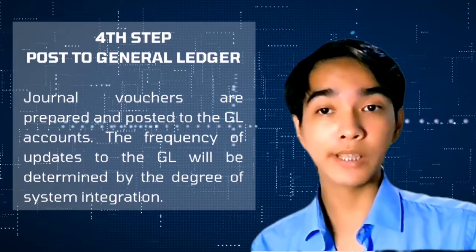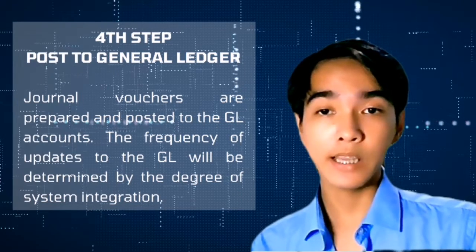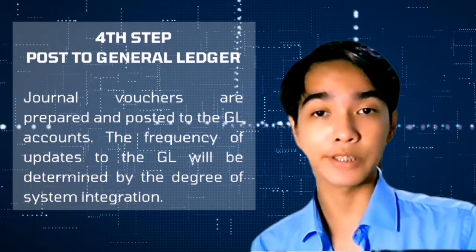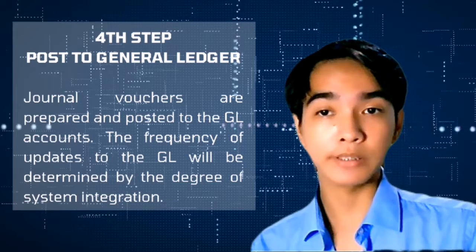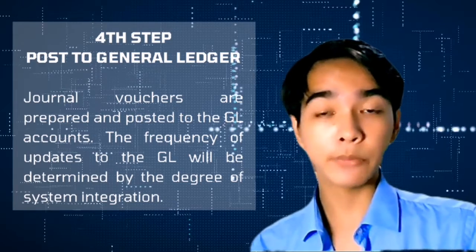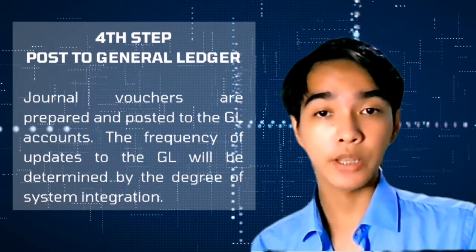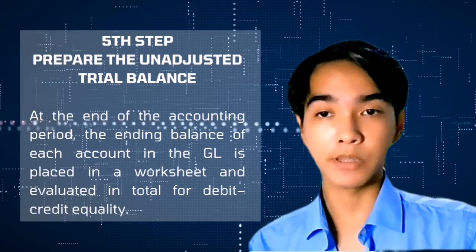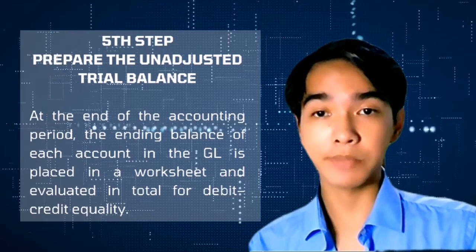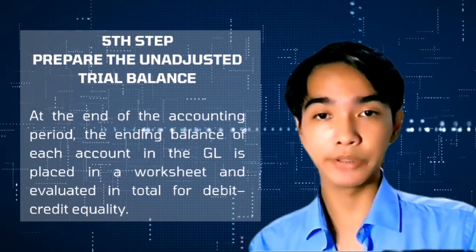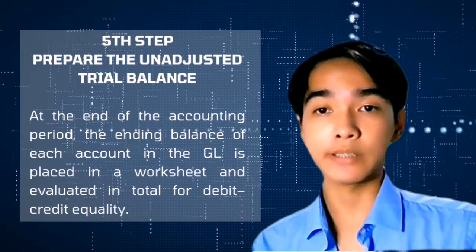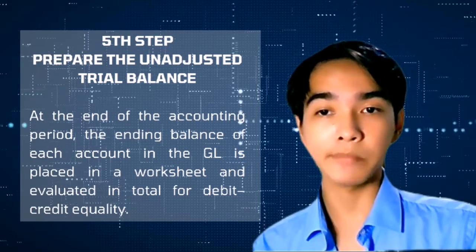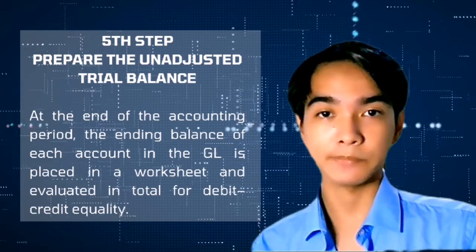Fourth, post to general ledger. Periodically, journal vouchers summarizing the entries made to the special journals and subsidiary ledgers are prepared and posted to the general ledger accounts. The frequency of updates to the general ledger will be determined by the degree of system integration. Fifth step, prepare the unadjusted trial balance. At the end of the accounting period, the ending balance of each account in the general ledger is placed in a worksheet and evaluated in total for debit-credit equality.